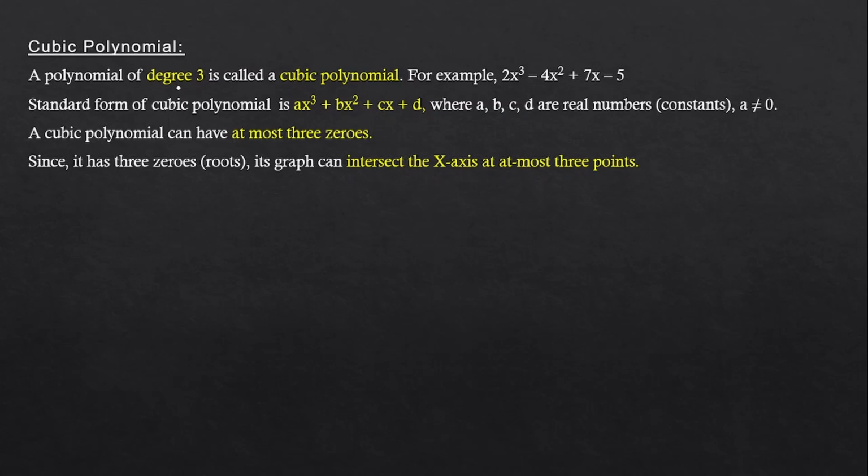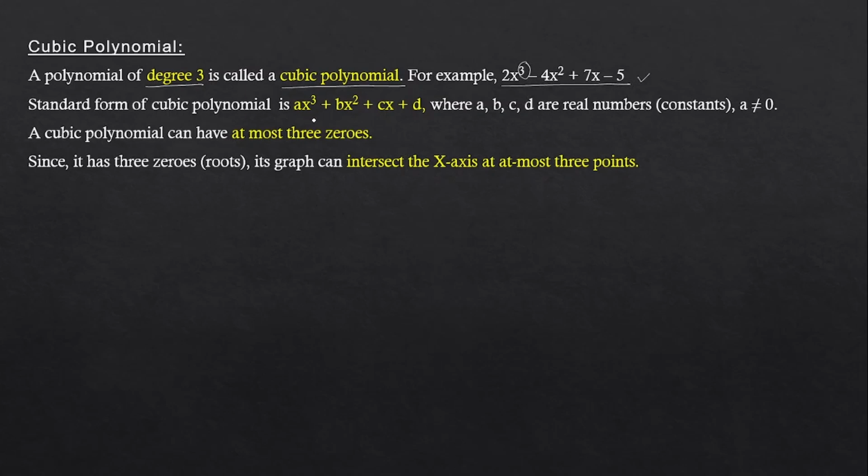What is a cubic polynomial? So a polynomial with degree 3 is called a cubic polynomial. Let us see one example. In this polynomial, as the highest power of the variable is 3, its degree is 3, and therefore this is an example of cubic polynomial.